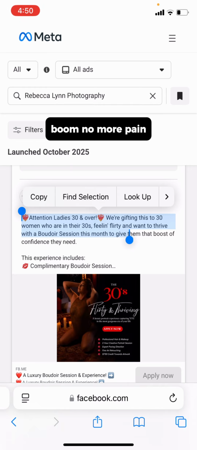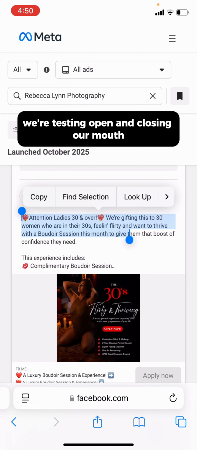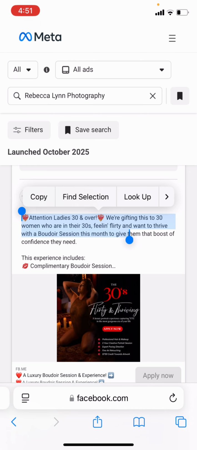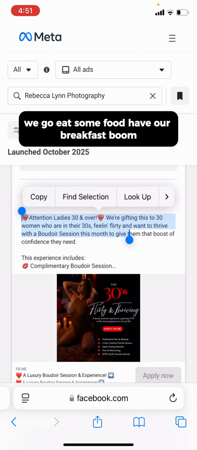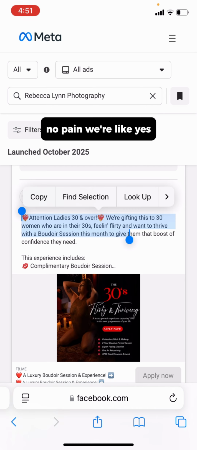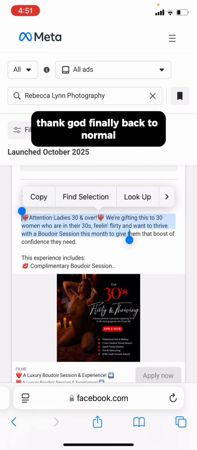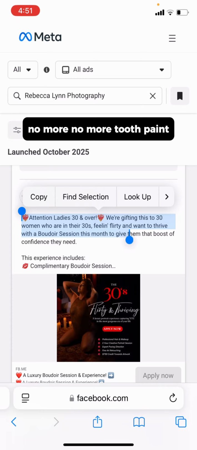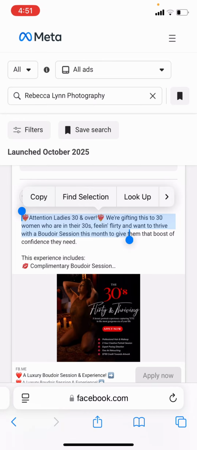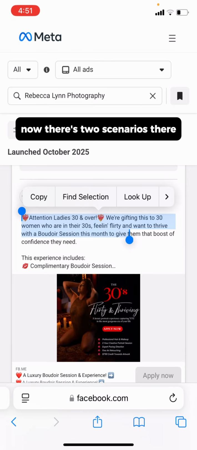Boom, no more pain. We're testing, opening and closing our mouth. No pain in the jaw, no pain in the tooth. Awesome. We go eat some food, have our breakfast. Boom, no pain. We're like, yes. Thank God, finally back to normal. No more tooth pain.